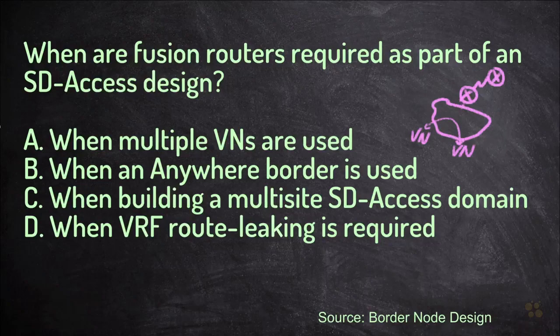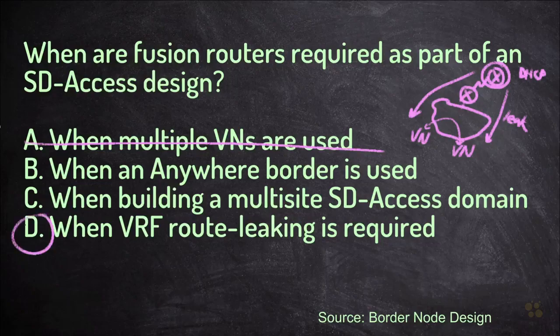Most often, what this means is we have some kind of shared services like DHCP running in our data center, and we want to extend that down to multiple virtual networks. Well, in order to do that, we need to leak these routes back into those virtual network domains, and so the Fusion router is going to accomplish that. If we don't need to do VRF leaking, then we do not need the Fusion router. So A is out. It's not just when we have multiple virtual networks, but specifically D, when we need to do route leaking between those virtual networks or VRFs, that is when we require a Fusion router.